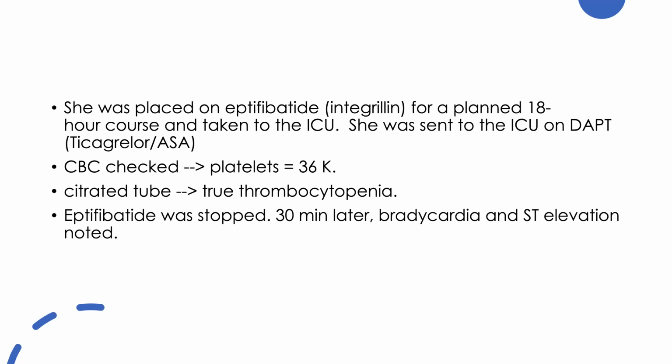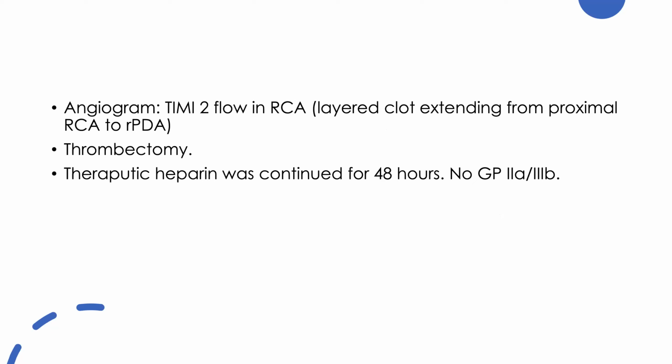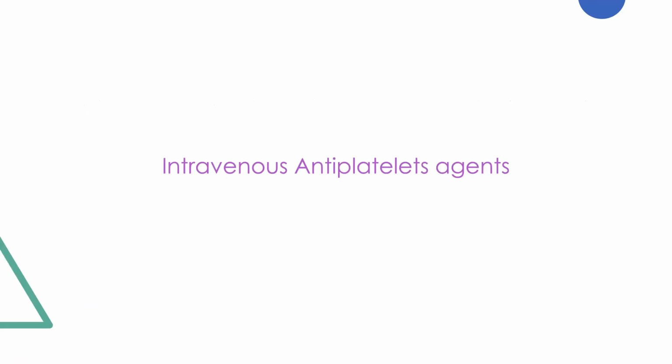In a few hours, platelets on CBC were checked, platelets 36K. That was confirmed to be true. Thrombocytopenia, the drip was stopped, and I will talk more about that part shortly. Again, current of injury, she was taken back to the cath lab, and again, TIMI 2 flow, layered clot across the RCA. Thrombectomy was done. She was placed on heparin with no glycoprotein 2B3A inhibitors, and she did not need further stenting.